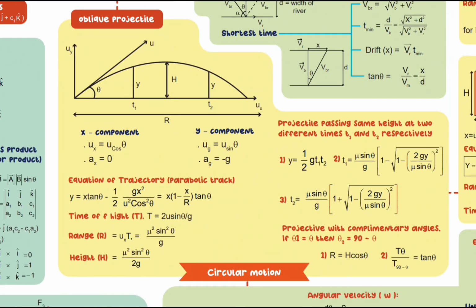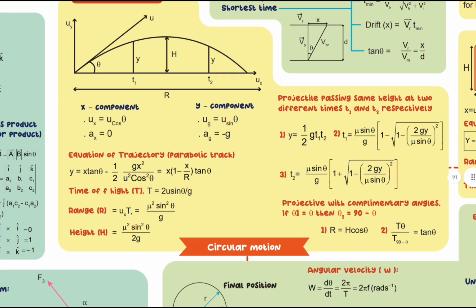Projectile motion, oblique projectile. X component ux equal to u cos theta and acceleration along x direction is equal to 0, and the y component uy equal to u sin theta and the acceleration along vertical direction is equal to minus g. Equation of trajectory, parabolic track: y is equal to x tan theta minus half g x square divided by u square cos square theta, which is equal to x into (1 minus x by R) tan theta.